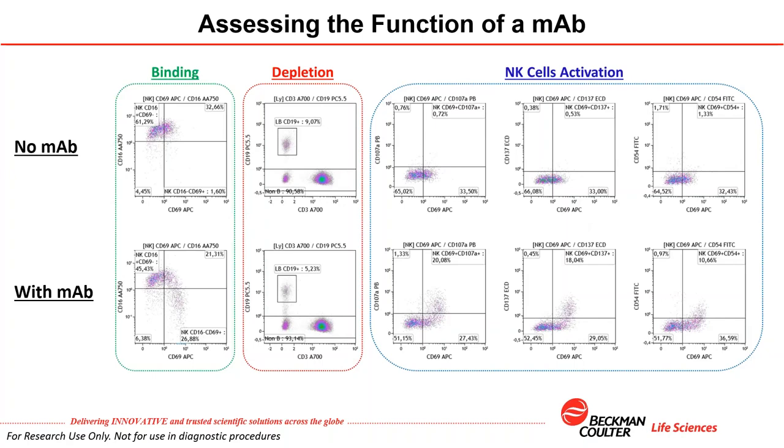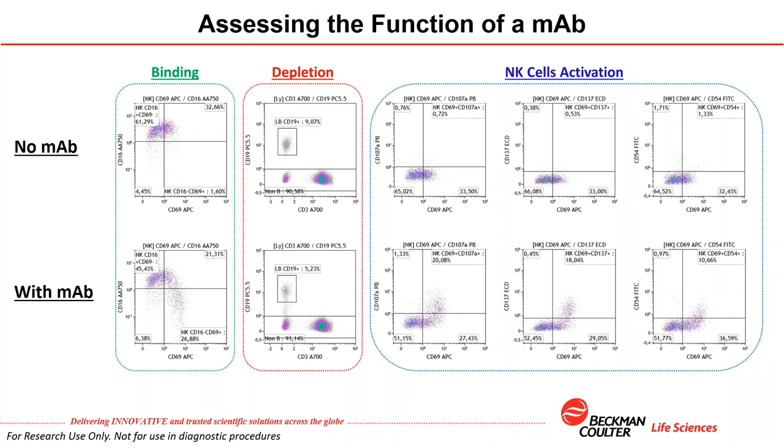So first of all, how can we use this assay to assess the function of a monoclonal? Here you can see in the first line the result that has been obtained without any monoclonal in the incubation mixture. You can see the B cell amount at about 9% in that case. Then if we focus on the NK cells, you can see the activation phenotype with CD16, CD69, 107A, 137, and 54. The biggest differences that you can see when an anti-CD20 therapeutic is added together with the blood are the following. First of all, B cell depletion happened in this sample. The percentage of B cells went from 9% down to about 5%. And you can see how the MFI of the B cells has deteriorated through this incubation period.